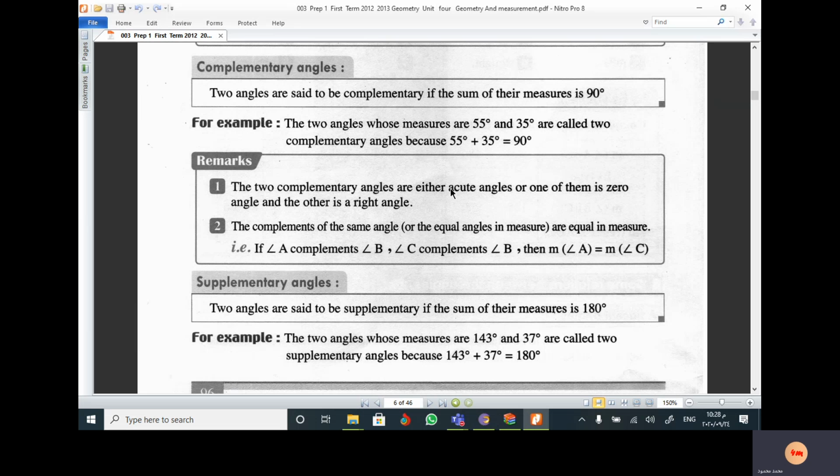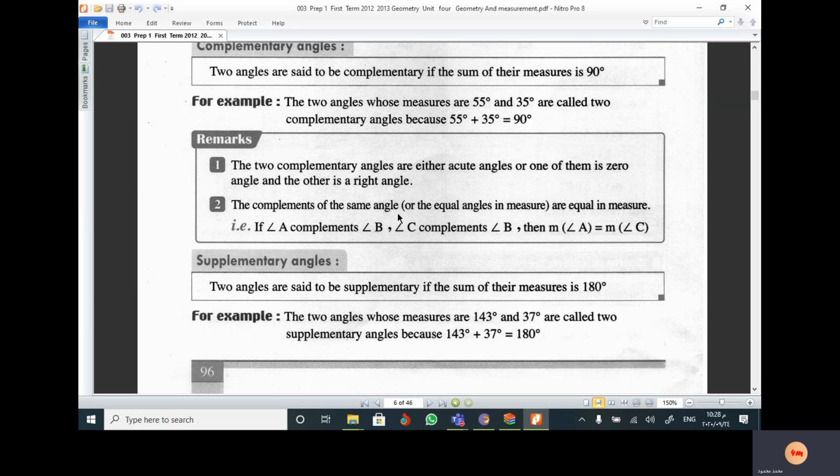The two complementary angles are either both acute, or one of them is 0 and the other is a right angle. If one of the two complementary angles is acute, the other angle is acute. If one of them is 0, the other will be right. The complements of the same angle, or of equal angles, are equal in measure. If we have two angles complementary and equal, the measure of each one is 45.